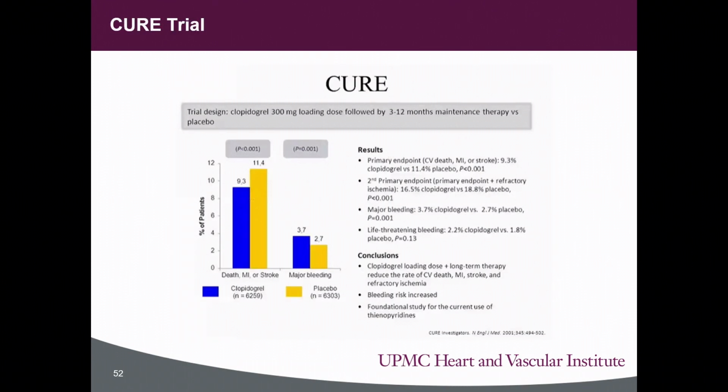CURE trial is important to remember as well. This is a trial looking at clopidogrel with a 300 milligram loading dose, followed by 3 to 12 months of maintenance therapy versus placebo in these patients. And what it showed was that clopidogrel loading dose plus long-term therapy reduced the rate of CV death, MI, stroke, and refractory ischemia. And so the main gist is that in patients who have the non-ST elevation MI, even if they're treated medically, continuing them on dual antiplatelet therapy for a year is quite reasonable.